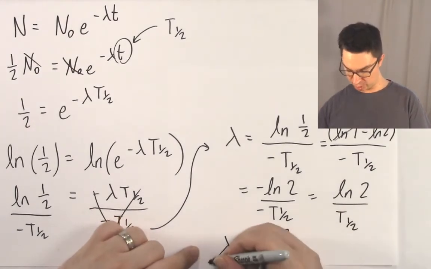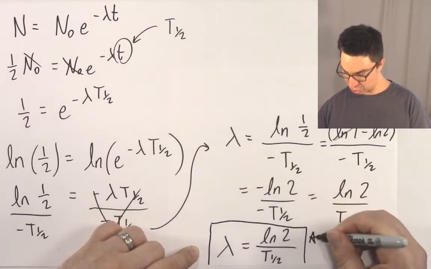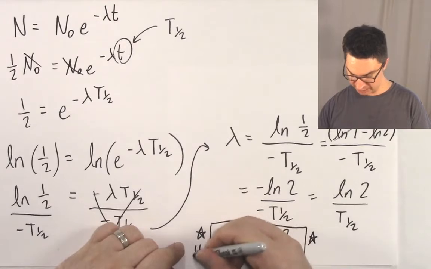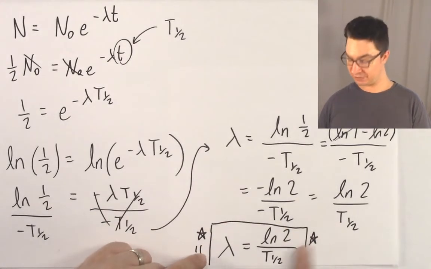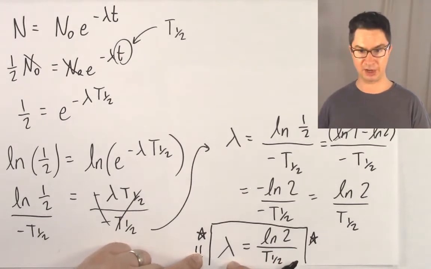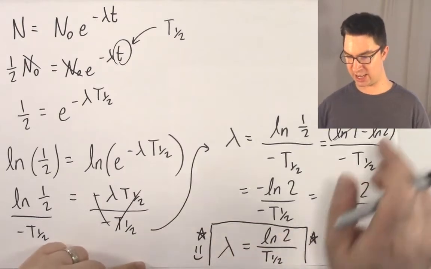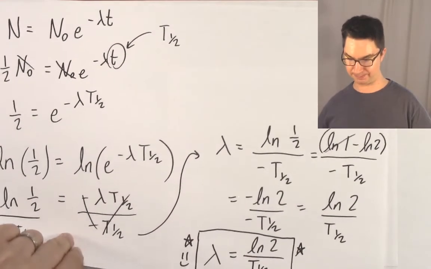Okay, let's take a moment. Let's put this equation into a rectangle. Let's star this, and let's smiley face it, because this equation is a big deal. This equation will allow us to take the half-life and convert it into a decay constant. Alright, so now that we have an equation for our decay constant, let's go ahead and consider an example.